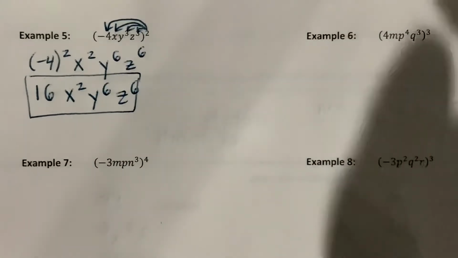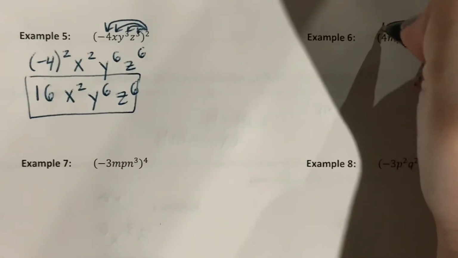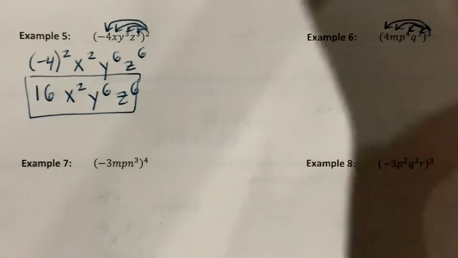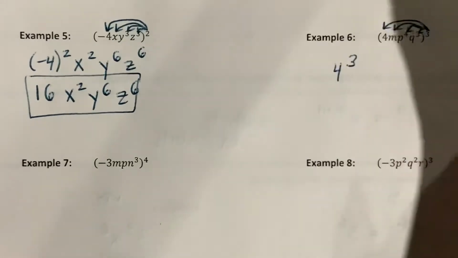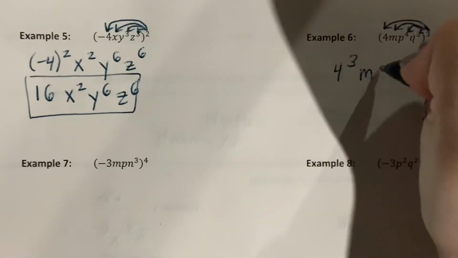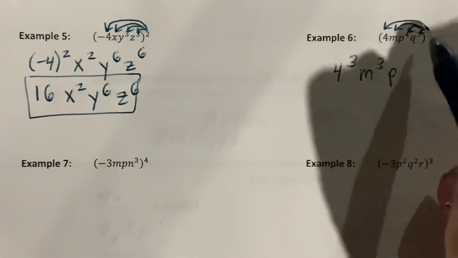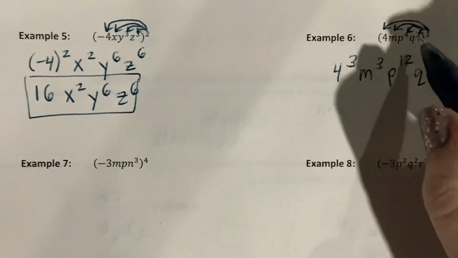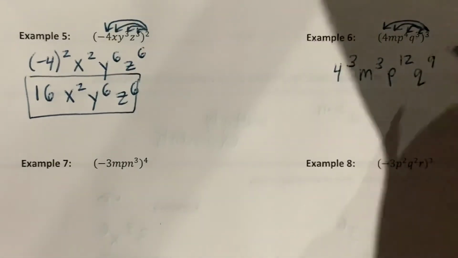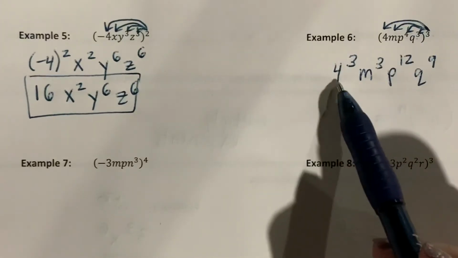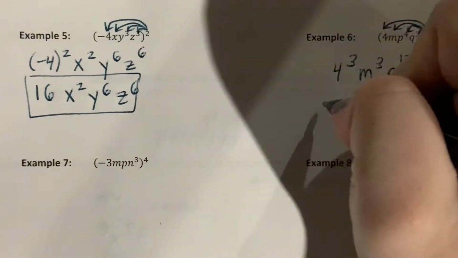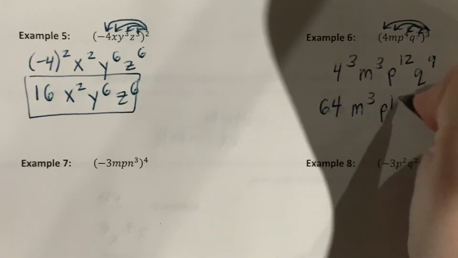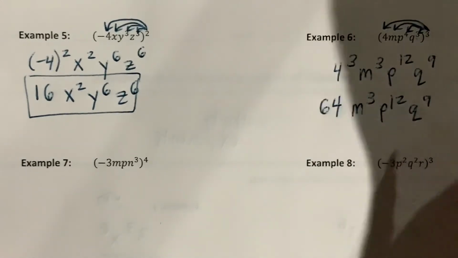On example 6, I need to distribute this third power to the 4, to the m's, to the p's, and to the q's. So I have 4 to the 3rd power, m to the 3rd power. For my p's, 4 times 3 is 12. For my q's, 3 times 3 is 9. So I can take care of this in my calculator. 4 to the 3rd power is 64, m to the 3rd, p to the 12th, q to the 9th.